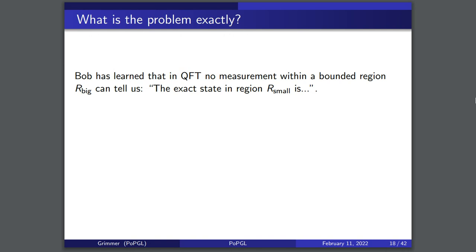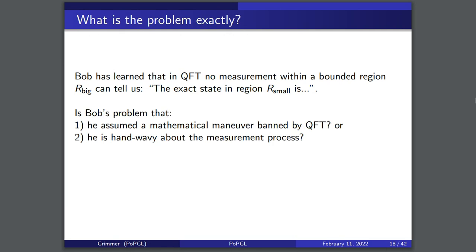So Bob here has learned a lesson. He's learned that in QFT, there's no measurement within a bounded region R big that can tell us the exact state in R small is whatever he claims it to be. So there's no such measurement in QFT. It goes against the algebraic structure of the theory.